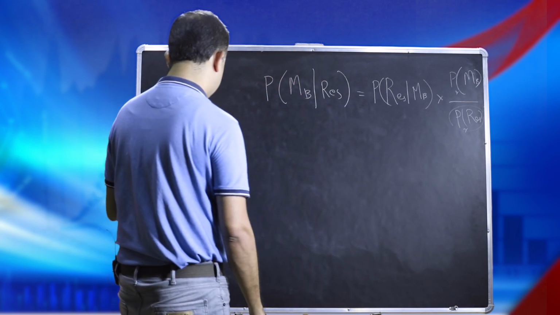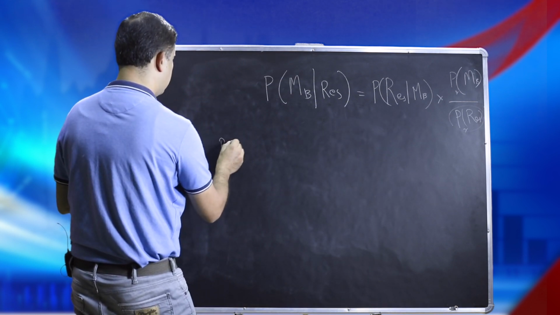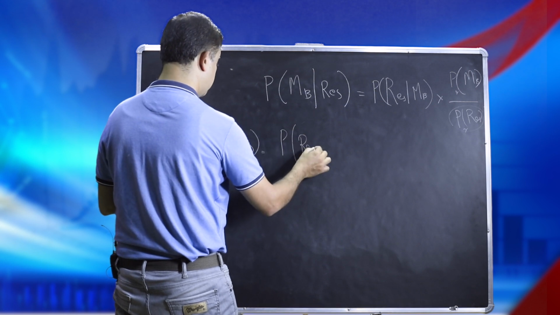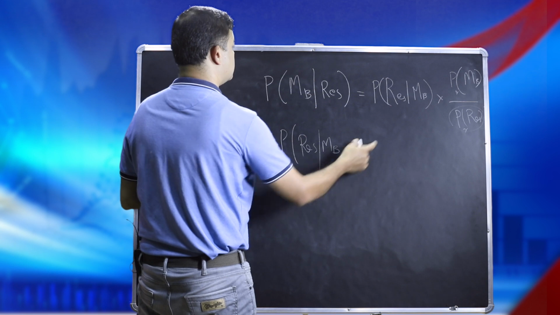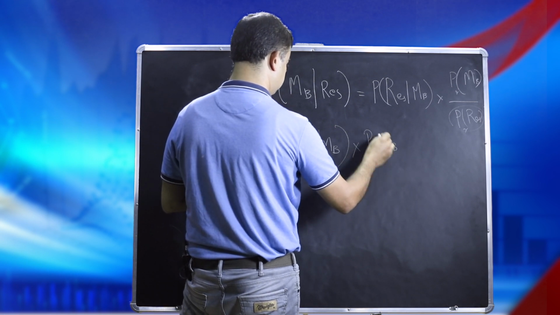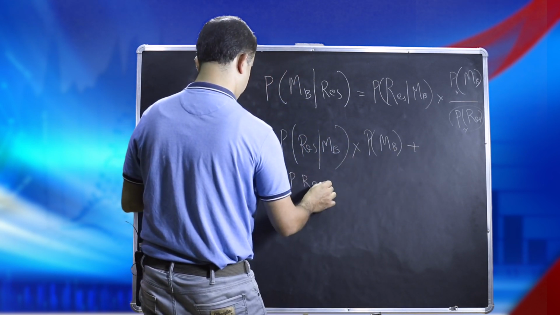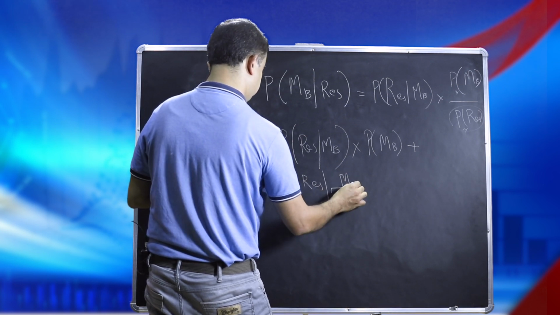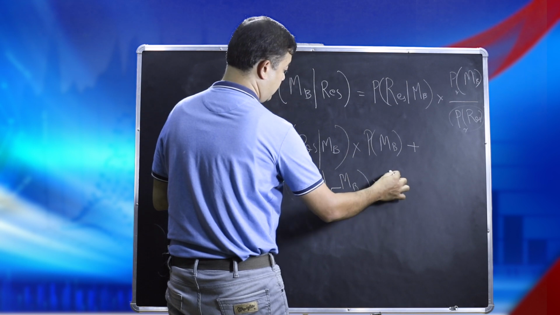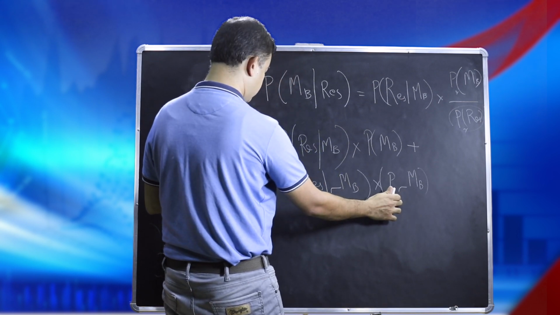This is the denominator. So how do you calculate this denominator here? By the law of total probability, the probability of reservation is equal to the probability of reservation given middle berth, which is the same likelihood here, multiplied with the probability of the middle berth, plus the probability of reservation given no middle berth, multiplied by the probability of not getting a middle berth. This we calculated, if you remember, it is actually 0.75.